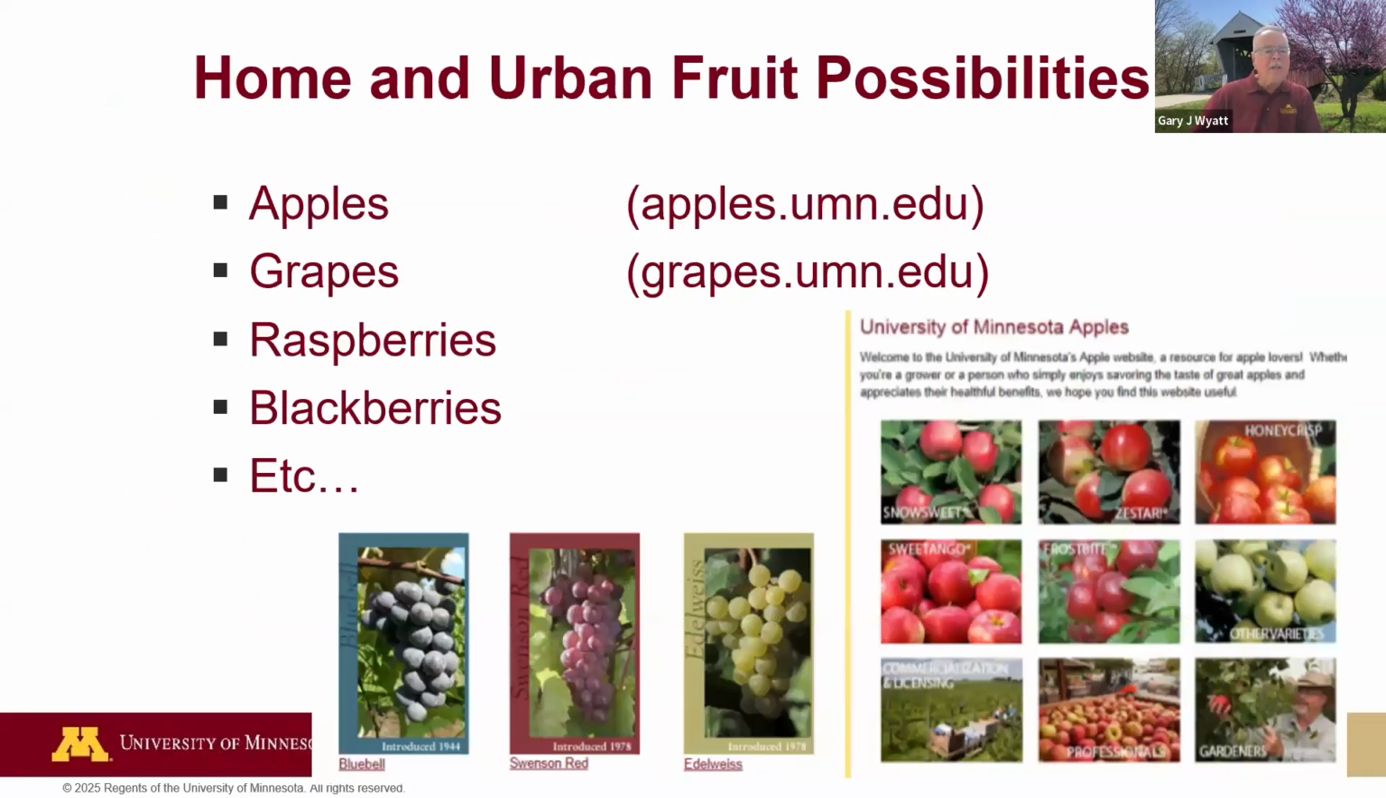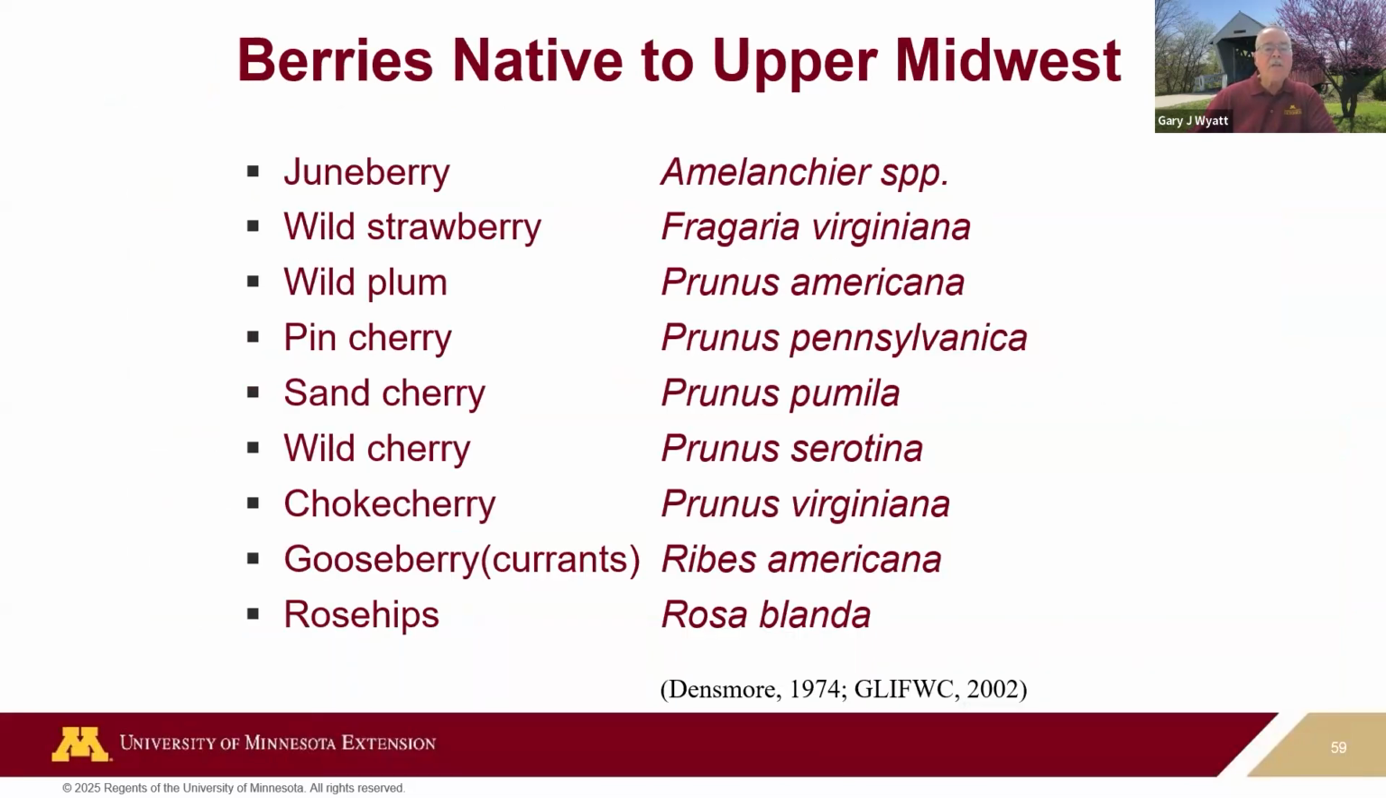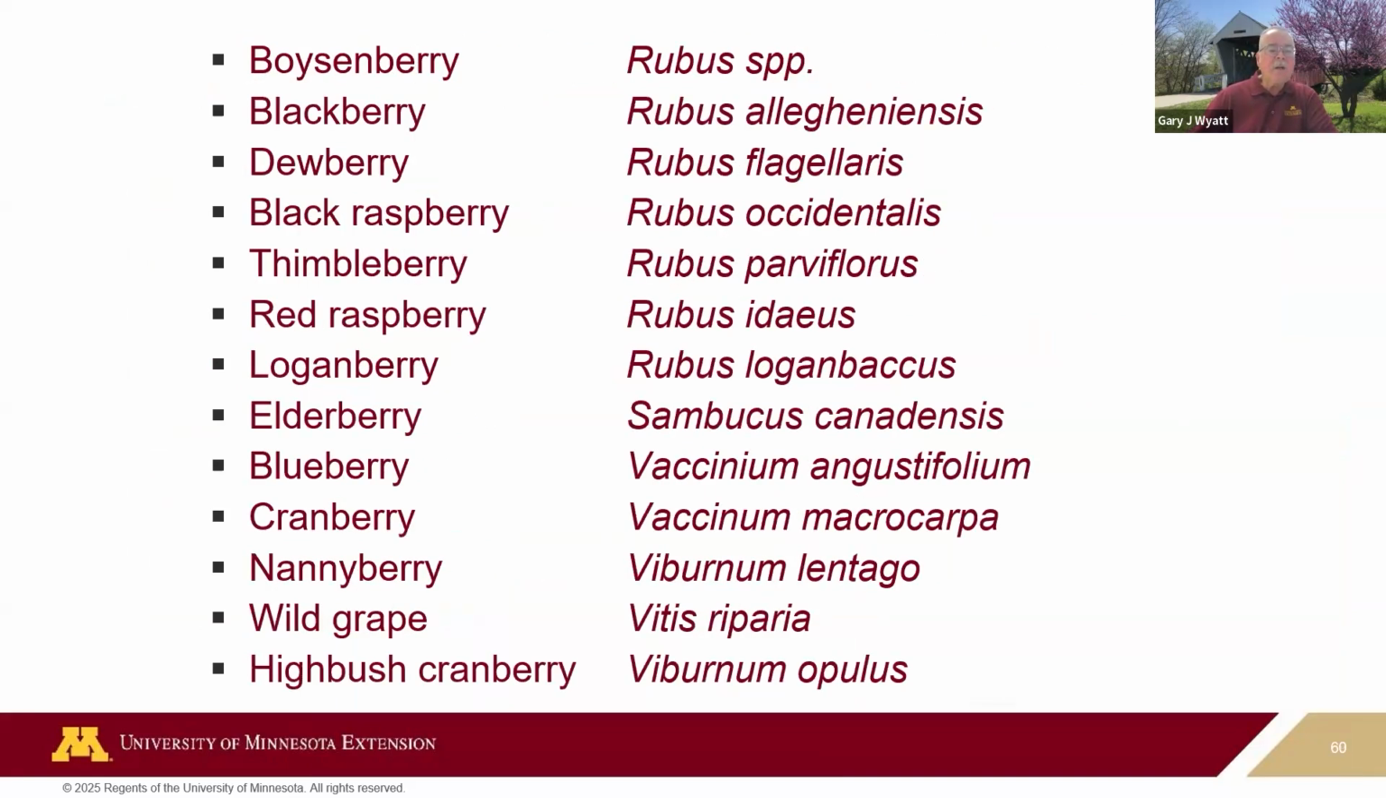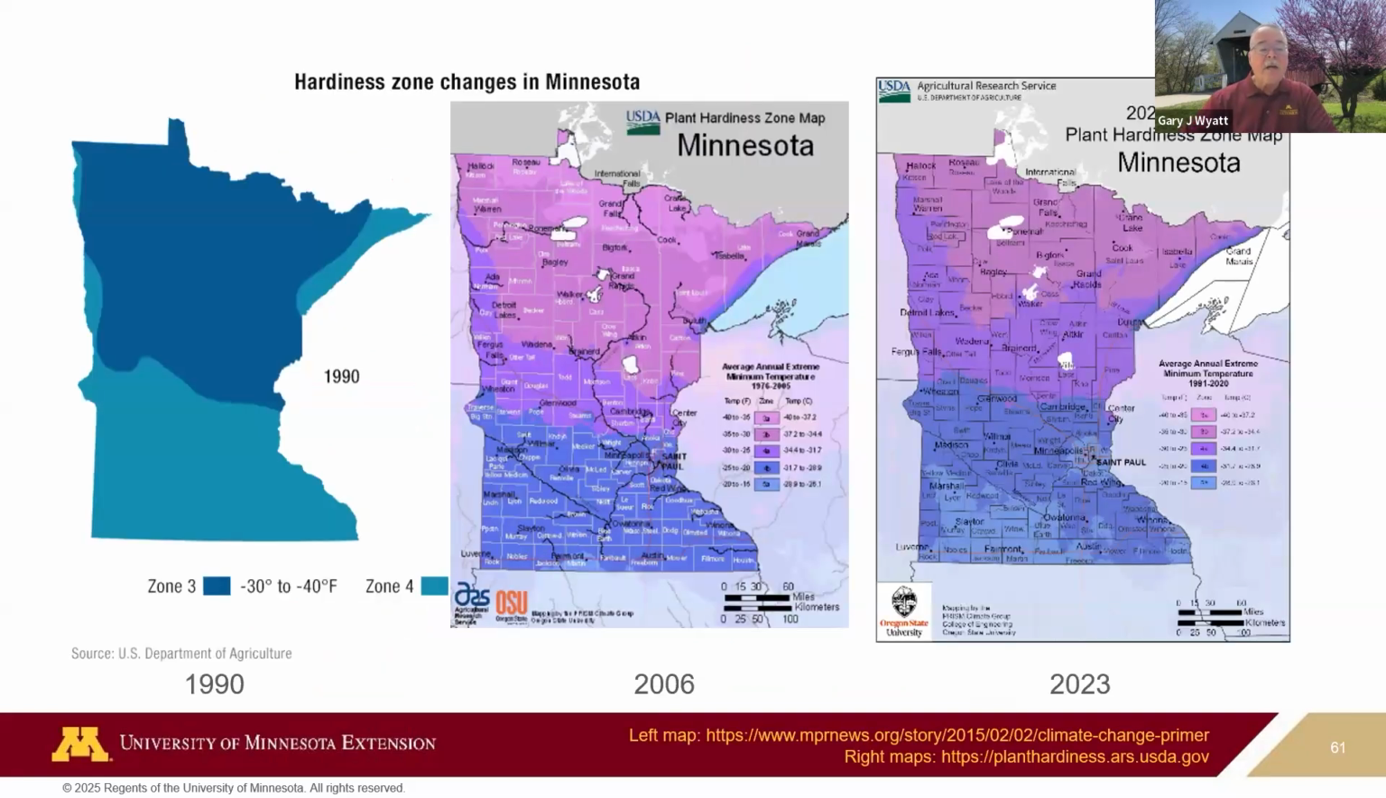Certainly, we won't get into too much on apples. I do have some slides on apples coming up, but not grapes. But we have some excellent University of Minnesota websites on apples and grapes. So there's tons of berries native to the Upper Midwest. I think this is from my foraging slides: the Juneberries, the strawberries, the plums, the cherries, gooseberries, rose hips, and all kinds of thimbleberries and loganberries. Certainly they vary across the state in where they're most native, high bush cranberry and so forth. Some are not in the southern part of the state, and maybe some are more in the northern part of the state. So we're getting into different plants now too.